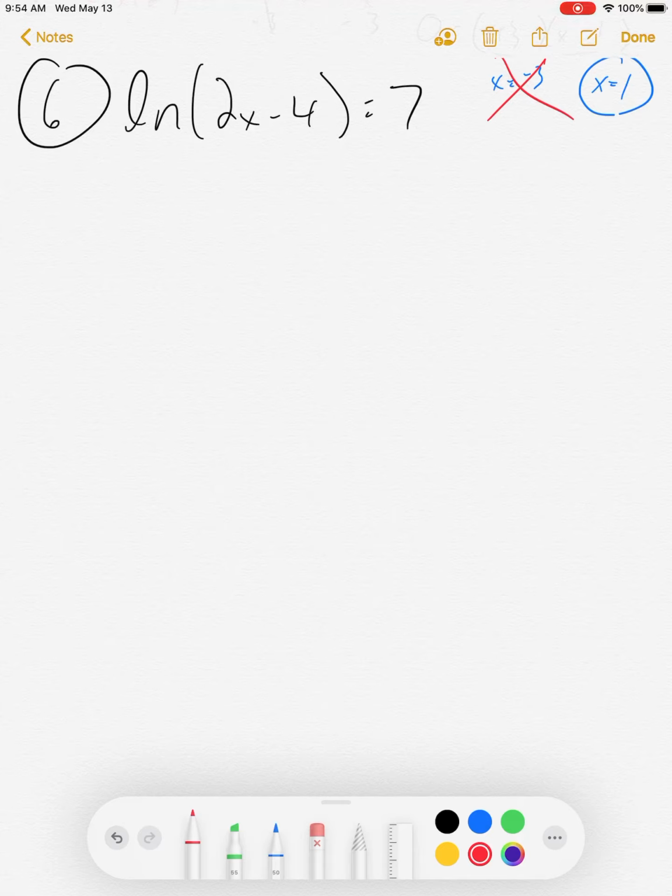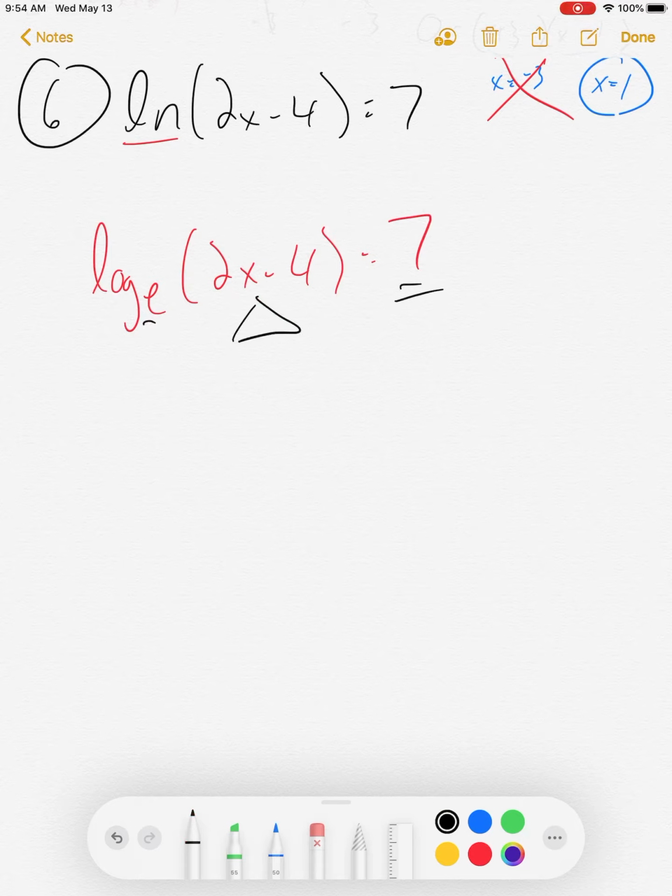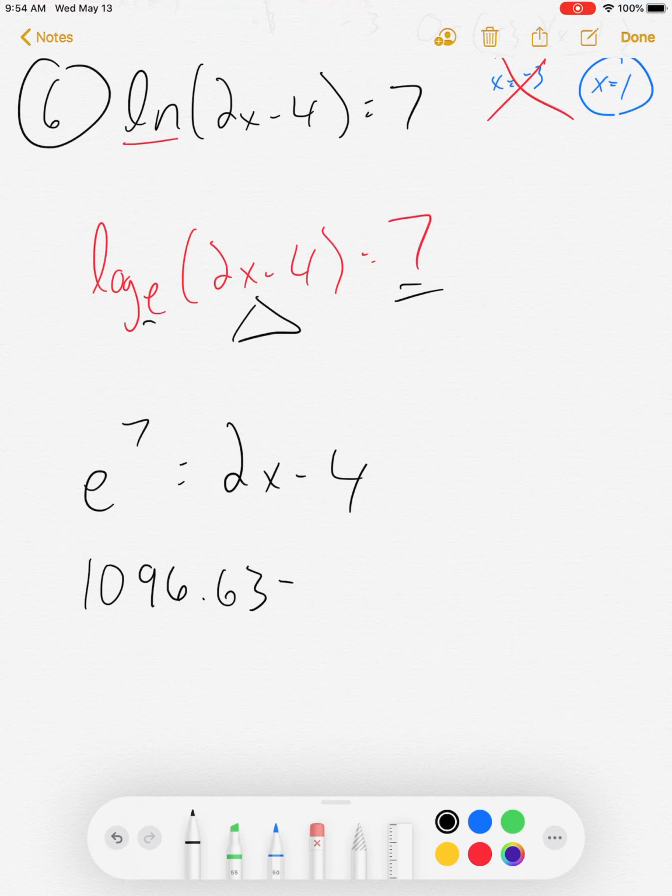Okay, on to the last one. We have the natural log of 2x minus 4 equals 7. Well, remember, natural log is log base e of 2x minus 4 equals 7. Put it in exponential form. This to this power equals the middle. e to the 7th equals 2x minus 4. Let's go to our calculator and figure out what e to the 7th is. e to the 7th power is 1096.63 equals 2x minus 4.